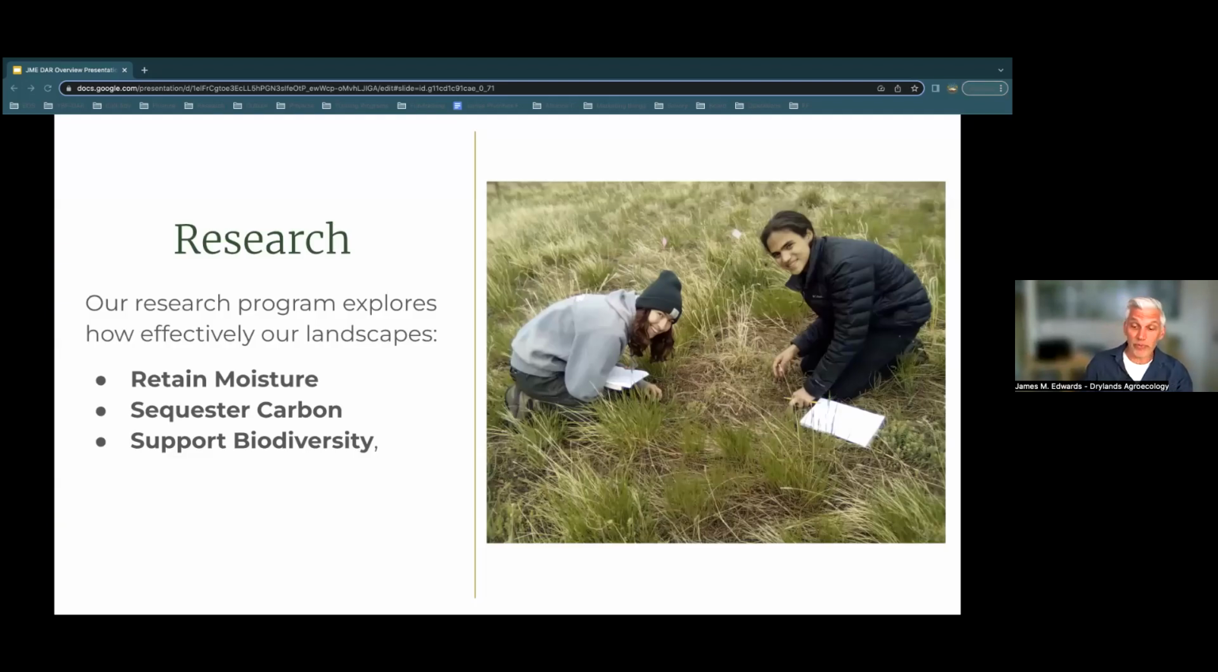So how do we prove that this is working? Well, we have our research program. Basically, our research program explores how effectively our landscapes retain moisture, sequester carbon, and support biodiversity. I like to refer to it rather as ecological outcome verification. In other words, we are studying what the ecological outcomes of our work are. It also helps us tell the story of what's actually happening and adjust our methodologies when we're not getting the results that we're hoping for.